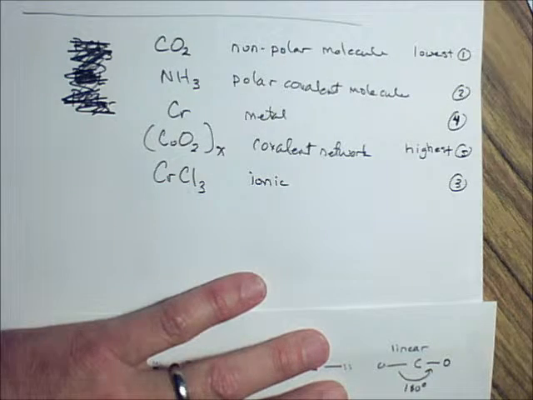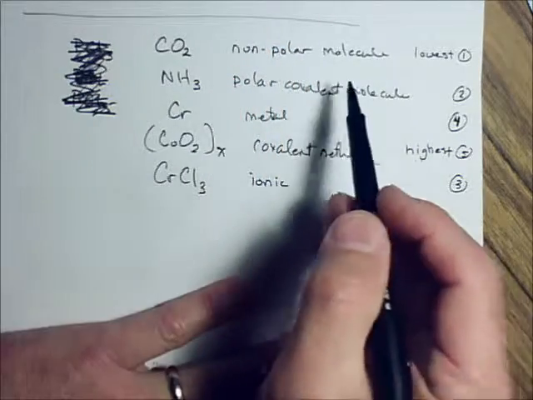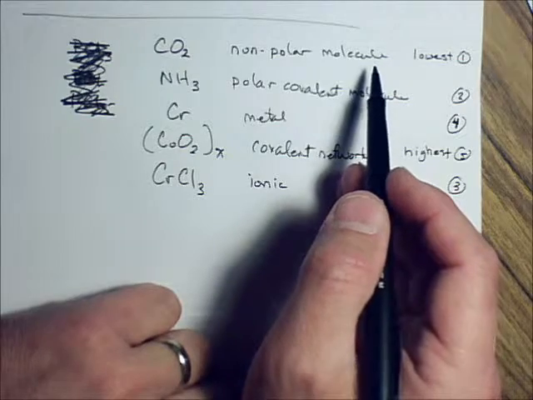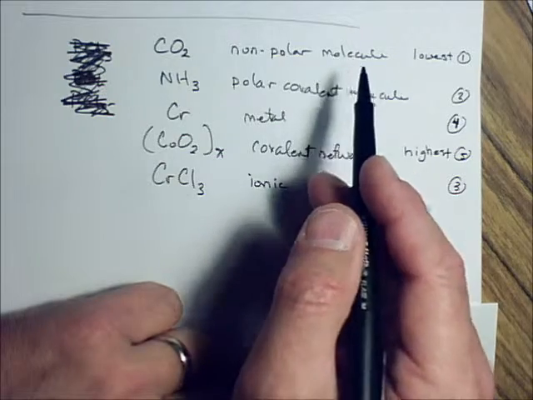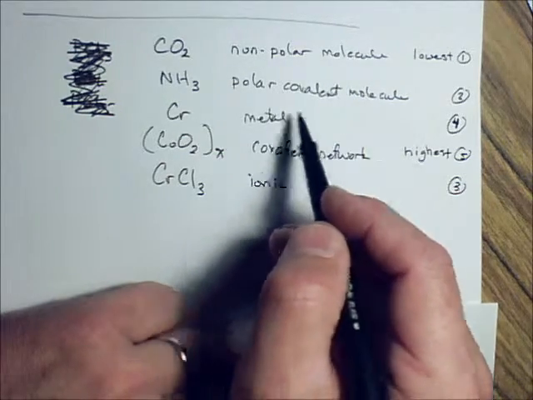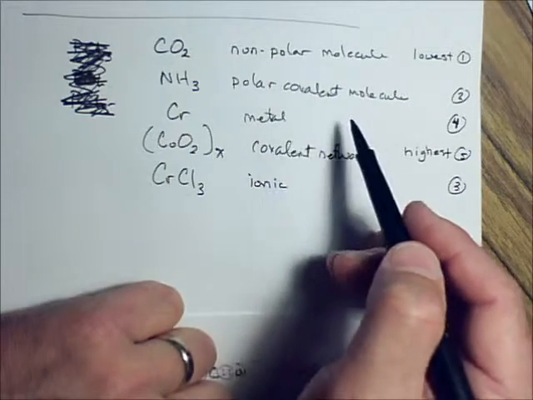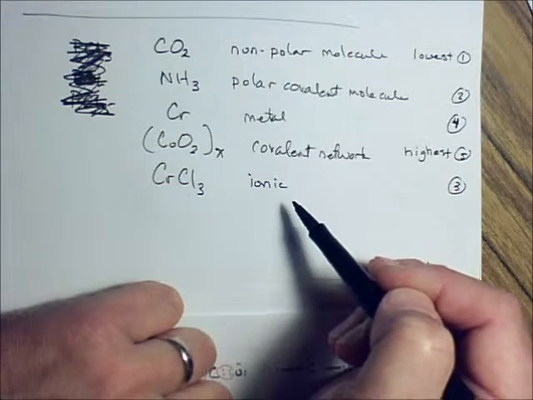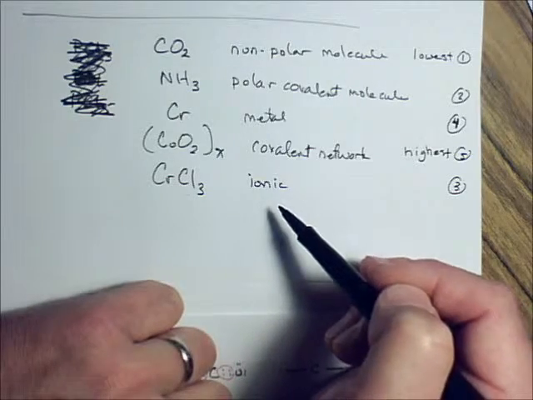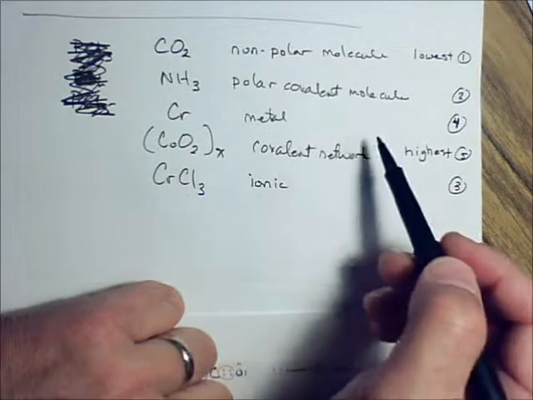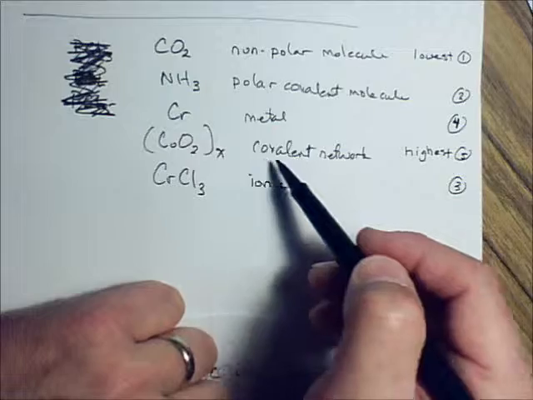Okay? That shouldn't be that hard. But listen, what you have to know is that nonpolar covalent substances, molecules, have the lowest average boiling point and melting point. Polar covalent molecules have the next highest average boiling and melting point. Ionic substances have the next highest. Then metals have the next highest. And the highest boiling and melting point will be anything that's a covalent network.